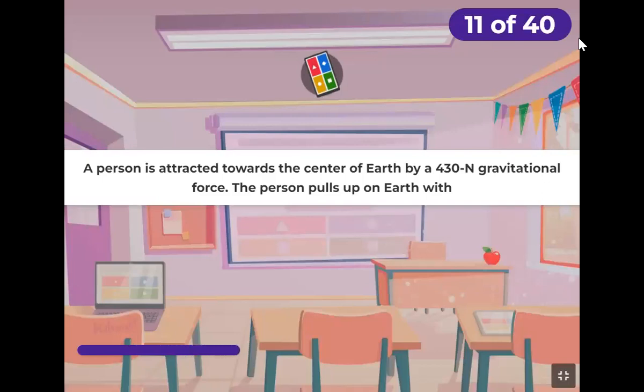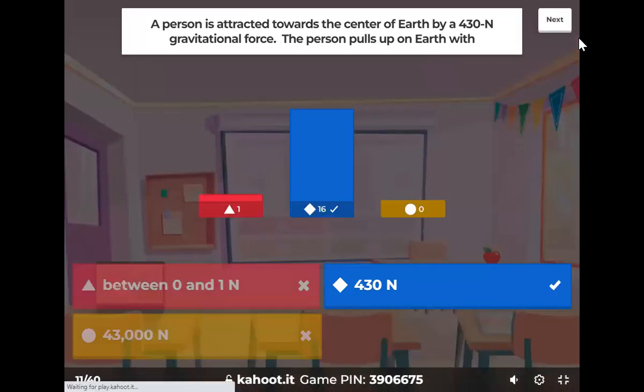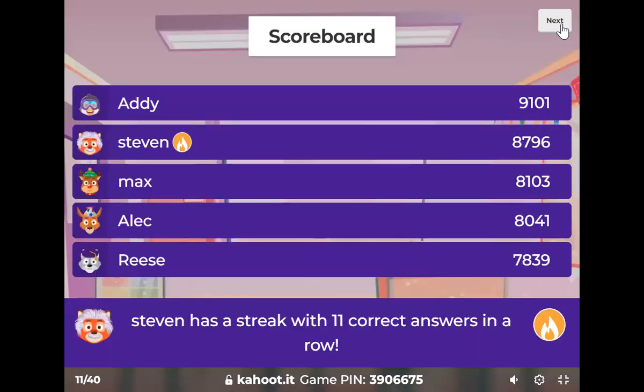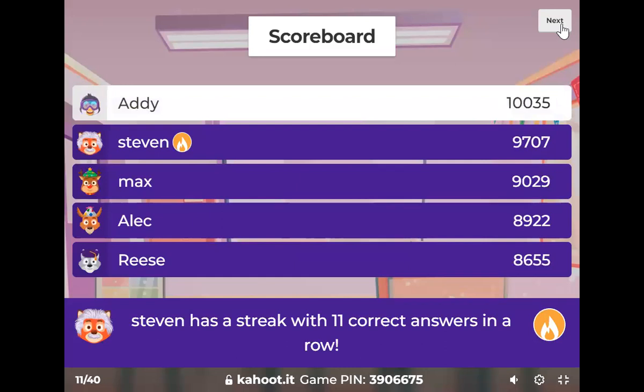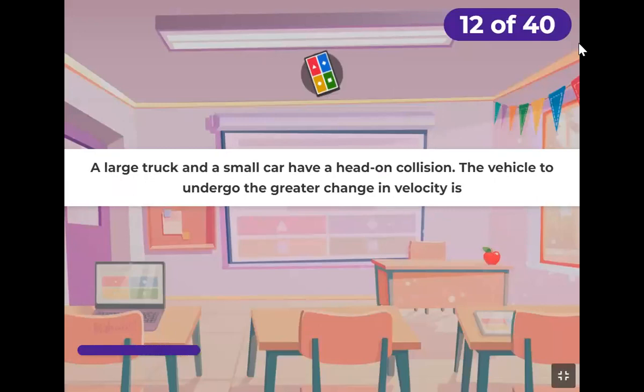A person is attracted toward the center of the Earth with 430 Newtons gravitational force. The person pulls up on Earth with, yeah, 430 Newtons. Right. When you're standing on a scale, that's your weight pulling down towards Earth. That's also Earth pushing up into you. Same force. All right. Ooh. Large truck, small car, head-on collision. The vehicle to undergo a greater change in velocity.